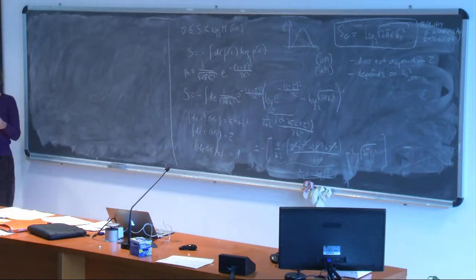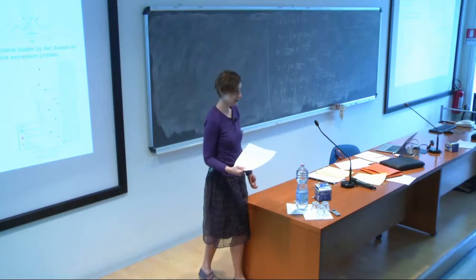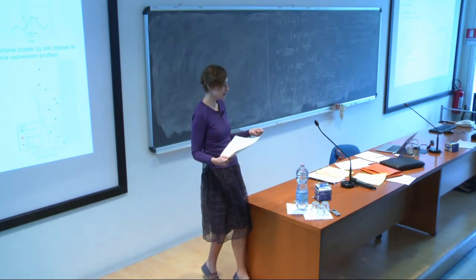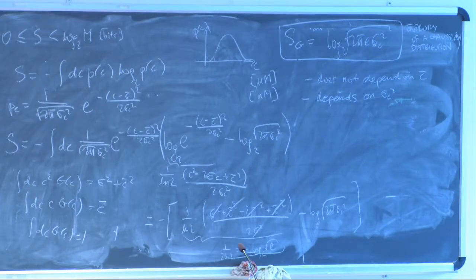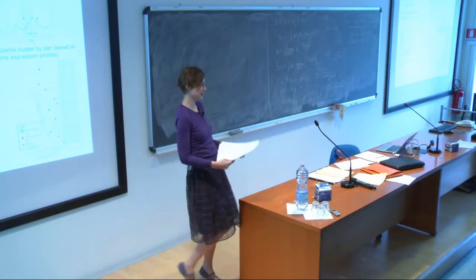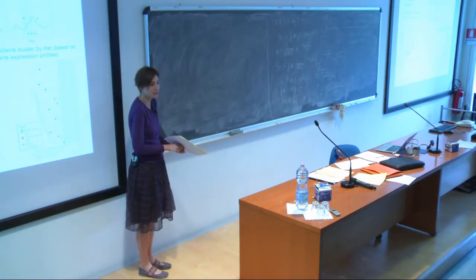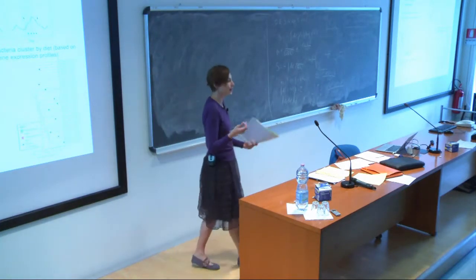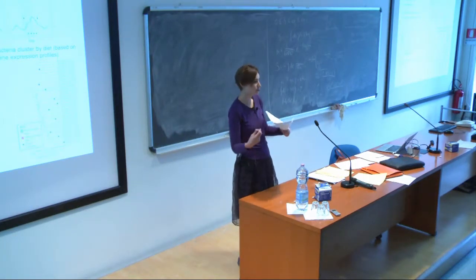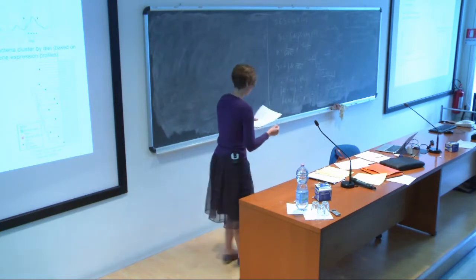Okay, so entropy measures uncertainty, okay? So if I measure the difference of two entropies, I'm measuring a reduction in uncertainty. Exactly, information. Information is a reduction in entropy. It's a reduction in uncertainty, right? I gain information and I reduce my uncertainty.